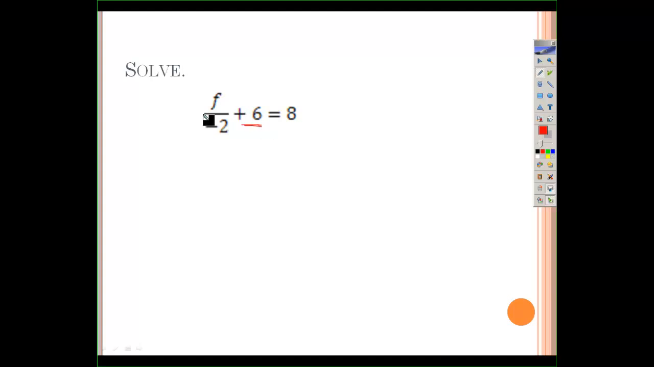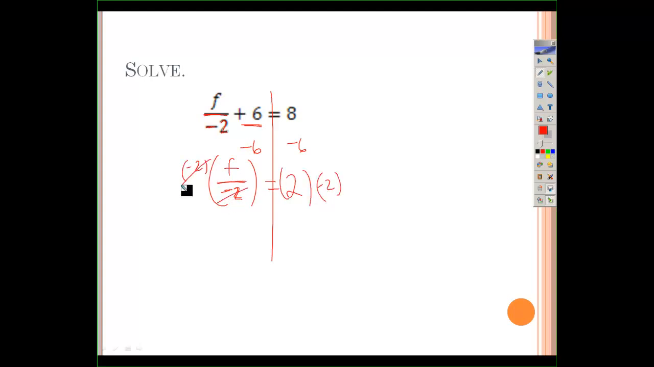We have a plus 6 and a divide by negative 2, and we don't want either one of those in there. To get rid of the plus 6, I can subtract first. So if I subtract 6 from both sides, I have f divided by negative 2 equals 2. Now I can multiply or divide. The opposite of division is multiplication, so I'm going to multiply both sides by negative 2. That gets rid of the negative 2 down there. So now I have f equals negative 4, and that's my solution.